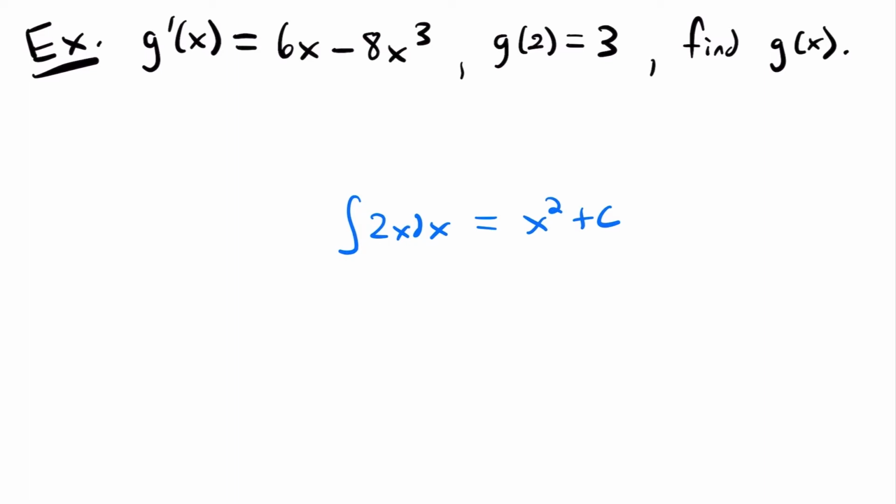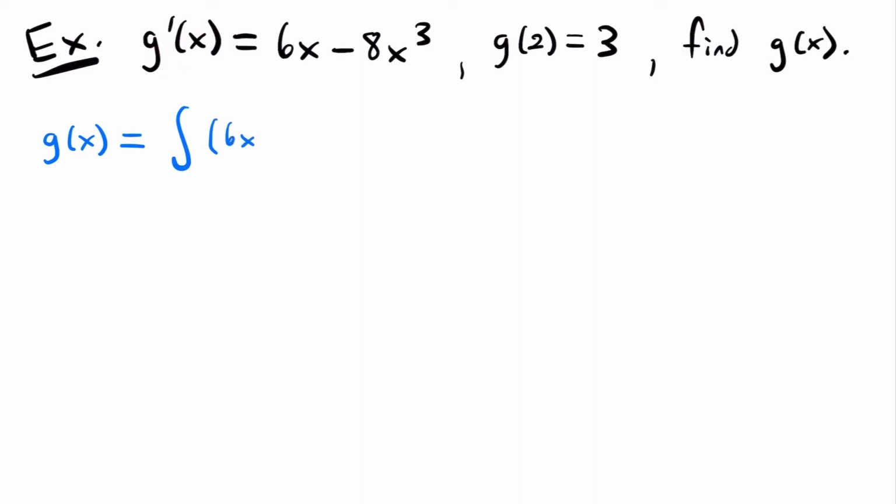And so what we find here is that when you take the integral of a derivative of some function, you find that function. That's what we're doing when we do an integral. And so in this case, if we want to find g of x, all we have to do is take the integral of its derivative. And then of course we can use our initial condition here to find our particular solution for g of x. And so we're going to have that g of x is going to be equal to the integral of g prime of x, which is 6x minus 8x cubed, and then dx.